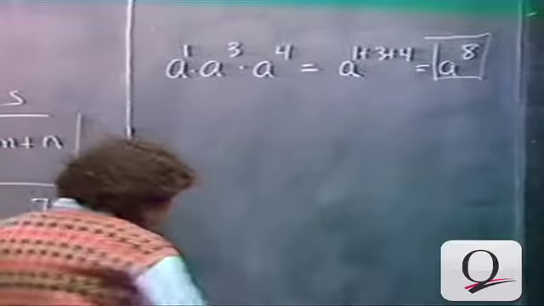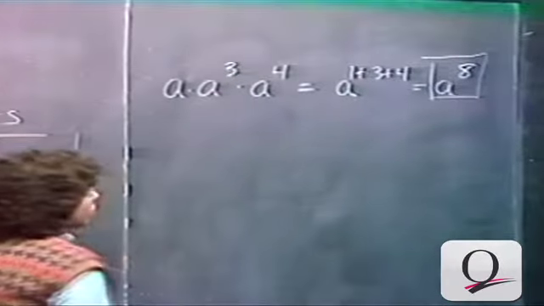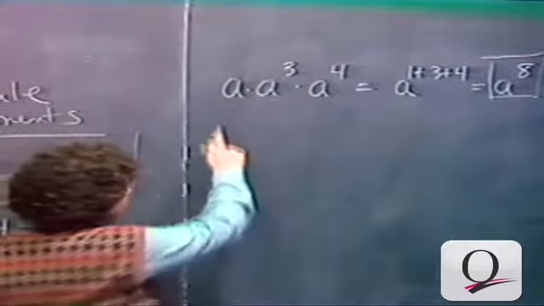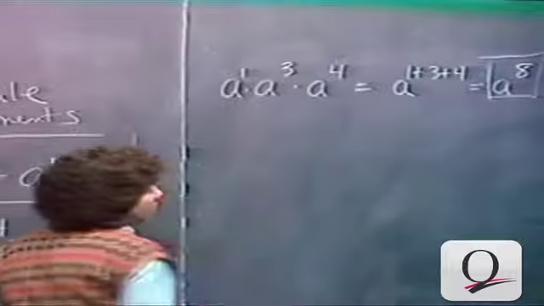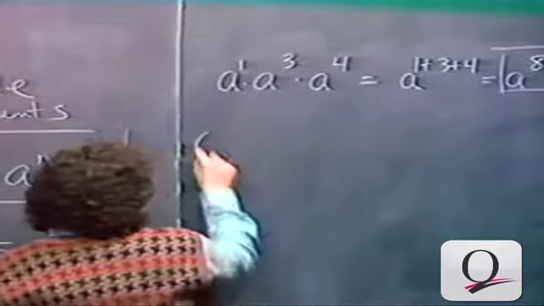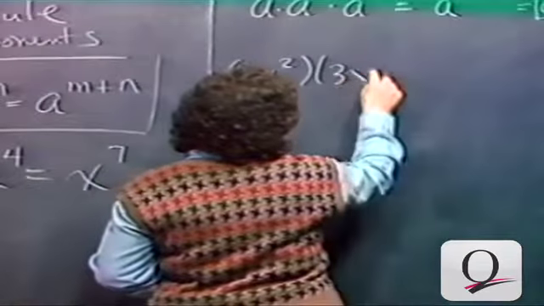Okay? Remember, the problem was originally written this way. And you have to remember that you're going to be able to keep the base a and add the powers, but don't forget that when you see an a, the 1 is implied. All right, what about this? 2x squared times 3x cubed.